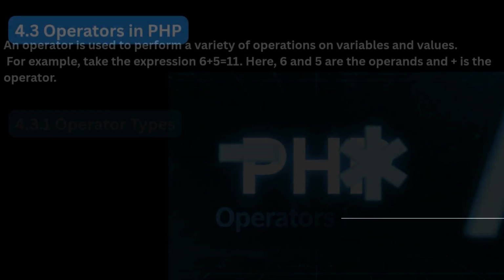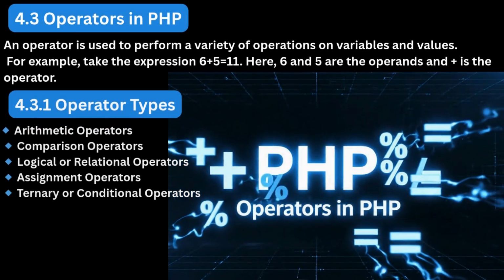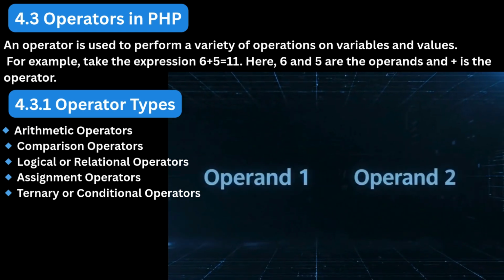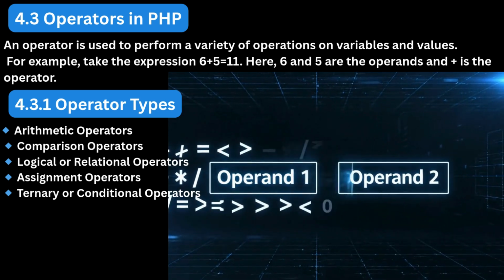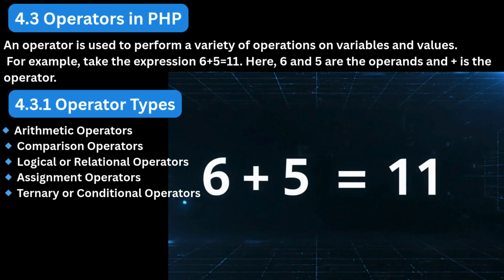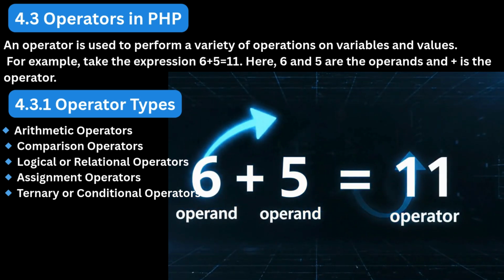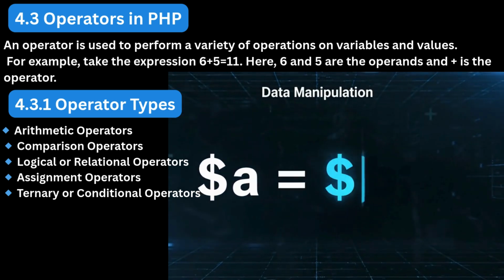In this section, we're exploring operators in PHP, a fundamental concept that allows us to perform different actions on variables and values. Think of an operator as a special symbol that tells PHP what kind of operation to carry out. For example, in the expression 6 plus 5 equals 11, the numbers 6 and 5 are known as operands, and the plus sign is the operator that performs the addition.